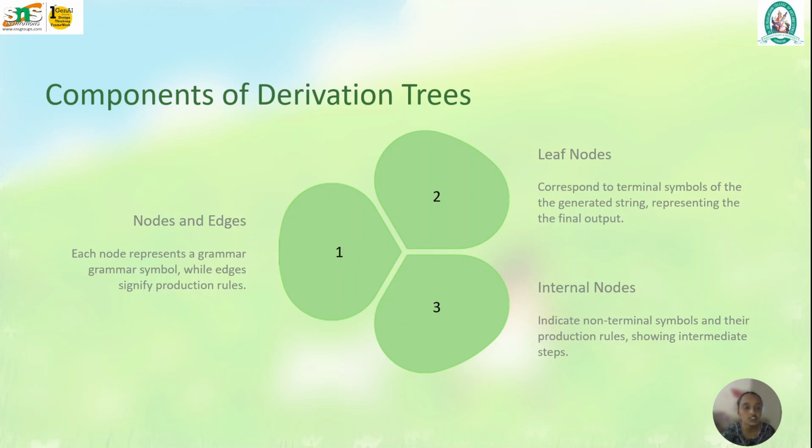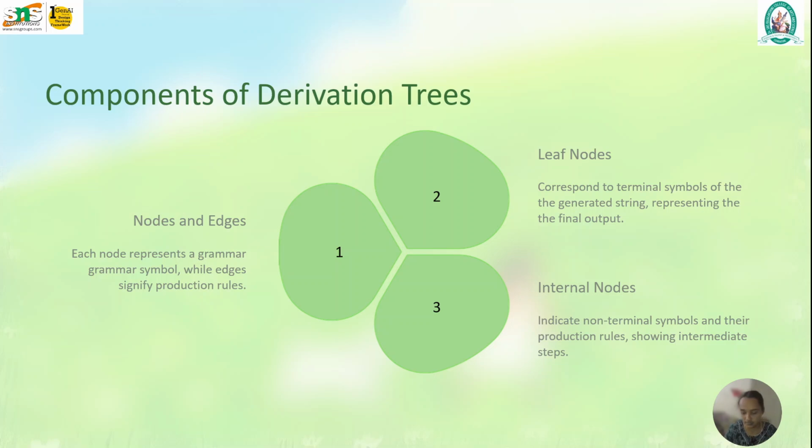The first one: each node represents a grammar symbol, while edges signify the production rules. Each and every node represents a grammar symbol. The second one, leaf nodes, correspond to terminal symbols of the generated string, representing the final output. Internal nodes indicate non-terminal symbols and their production rules, showing intermediate steps.